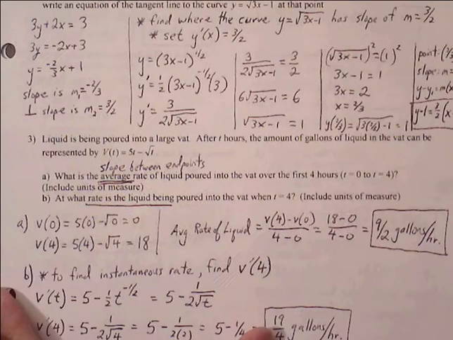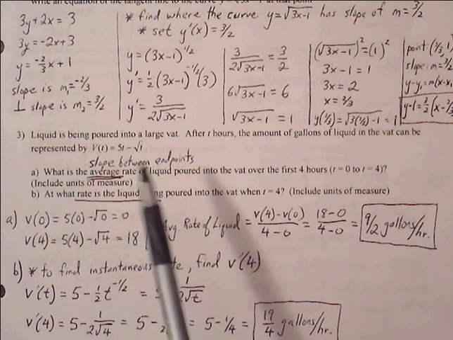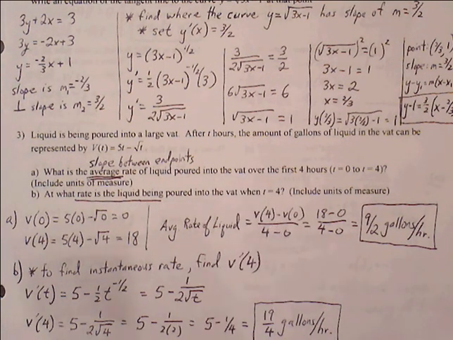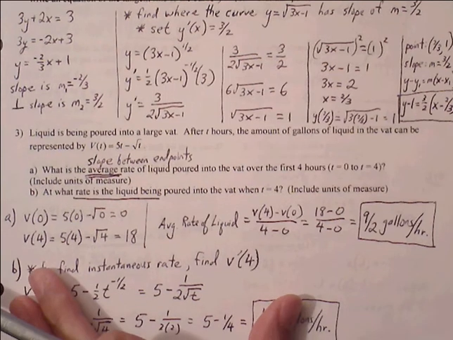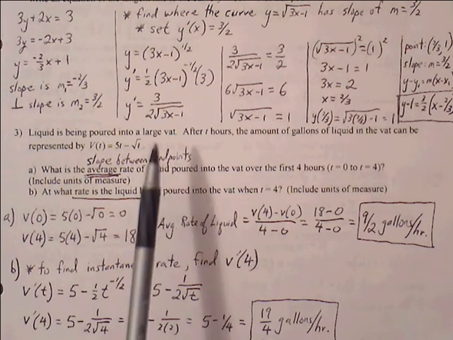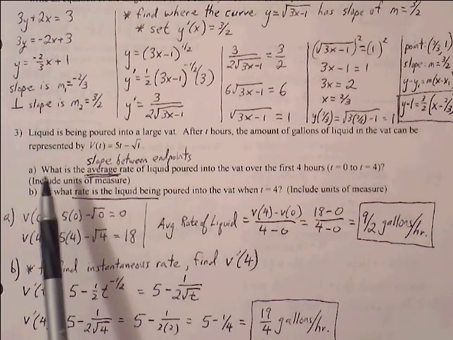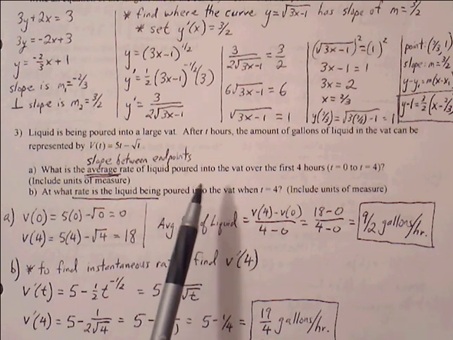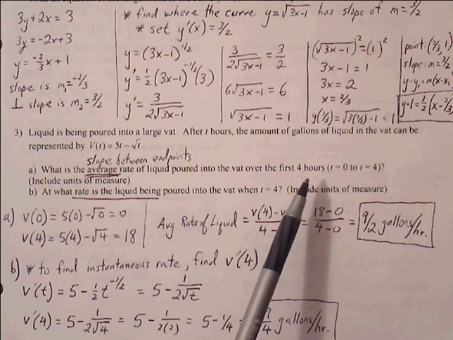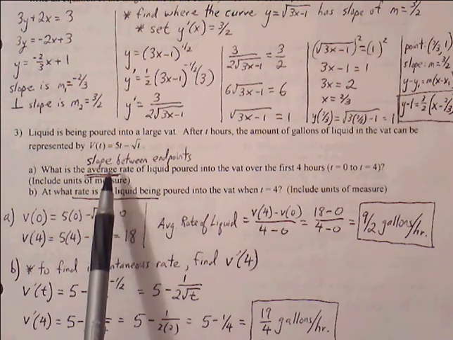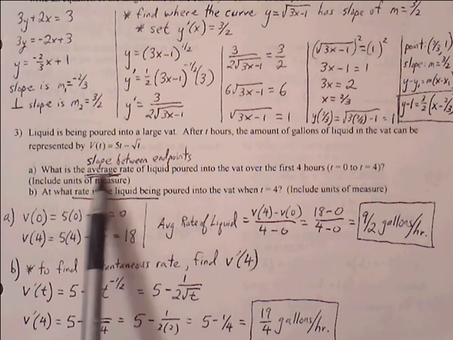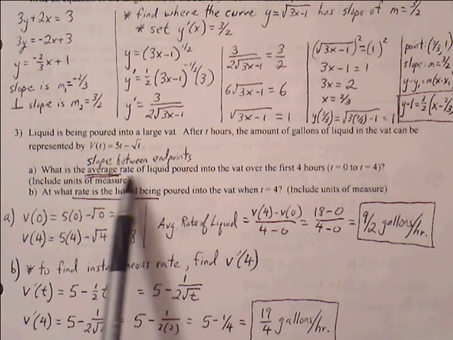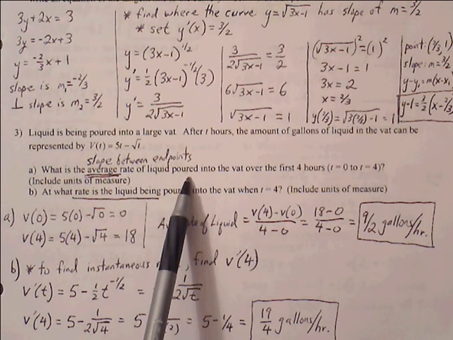Okay, number 3. Liquid is being poured into a large vat. After t hours, the amount of gallons of liquid in the vat can be represented as V of t is equal to 5t minus root t. And part A says, what is the average rate of liquid poured into the vat over the first 4 hours? So the thing we have to be careful about is this word average. Okay, it's not instantaneous rate of change, it's the average rate of change, average rate of liquid being poured in.